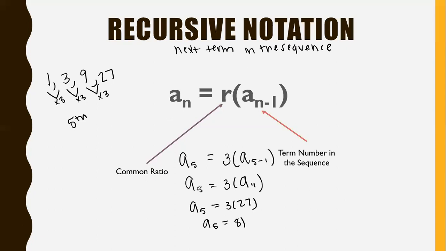Okay. So this is just saying multiply the common ratio by the number before, which makes sense. That's how I would find the next term in the sequence.